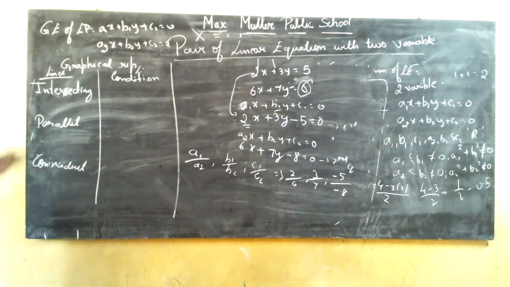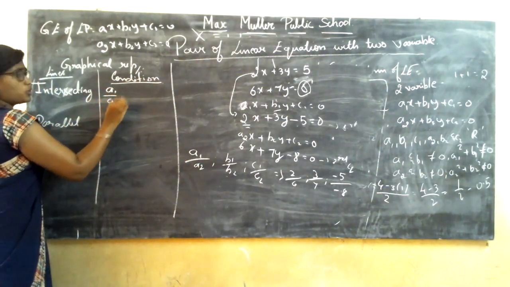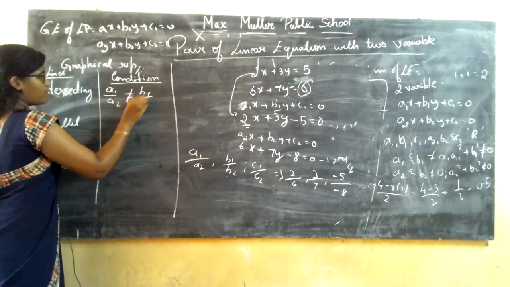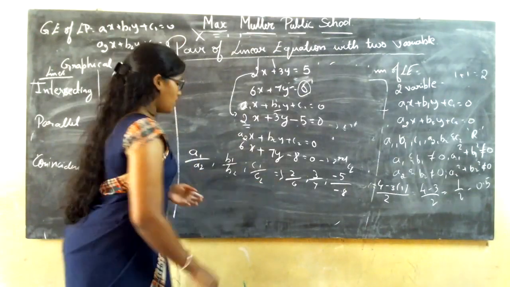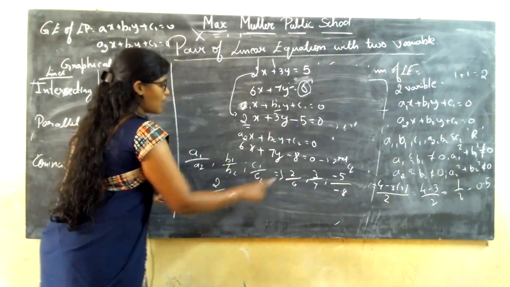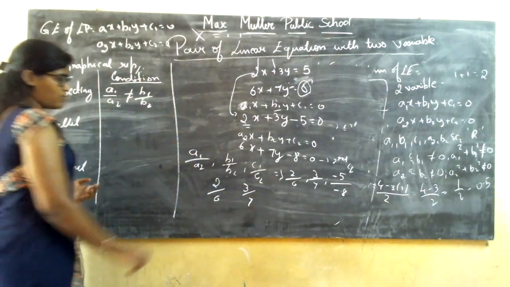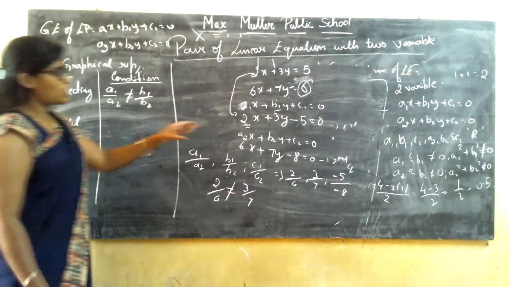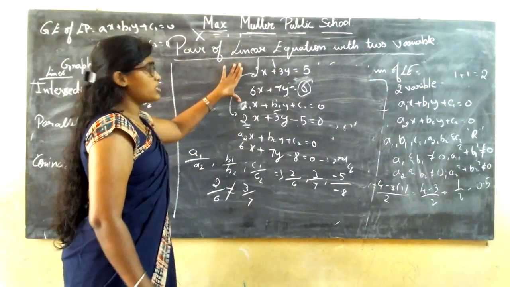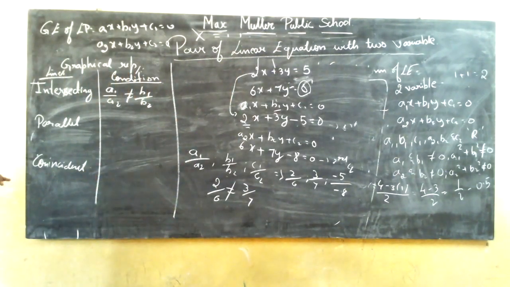What are the conditions for intersecting lines? The condition is A1 by A2 should not be equal to B1 by B2. As we have taken the example here, what is the A1 by A2 value? It is 2 by 6. And what is the B1 by B2 value? It is 3 by 7. Is 2 by 6 equal to 3 by 7? No, 2 by 6 will not be equal to 3 by 7. So the equations they have given, 2x plus 3y is equal to 5 and 6x plus 7y is equal to 8, are intersecting lines.